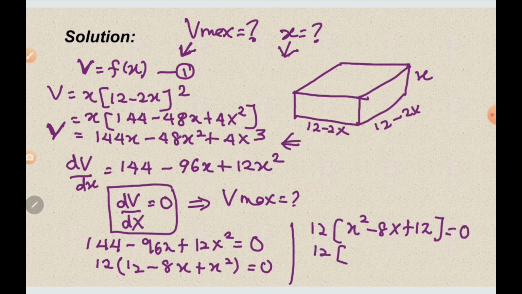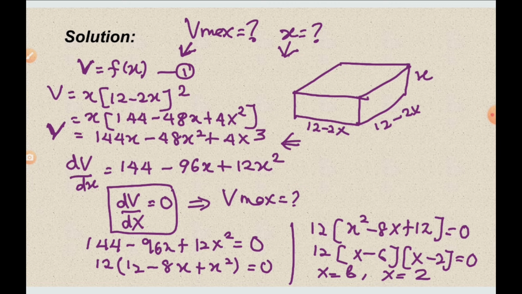Therefore, 12 times (x minus 6) and another one (x minus 2) equals 0. Therefore you will get x equals 6 and x equals 2. These are the two values of x that we are going to substitute into the second derivative of V.